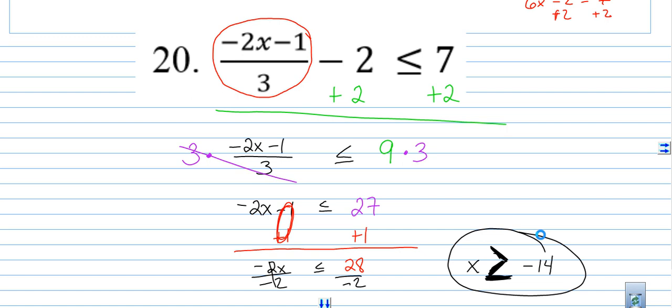That means our answer is actually negative 14 and everything that's bigger than that, such as negative 13, negative 12, all the way to 15, 20, 2,483, infinity. Everything that's bigger than negative 14 is an answer.